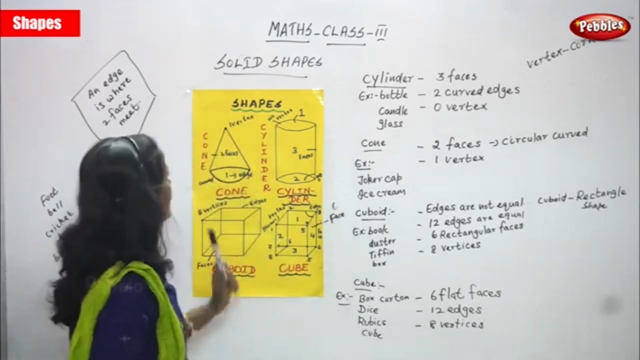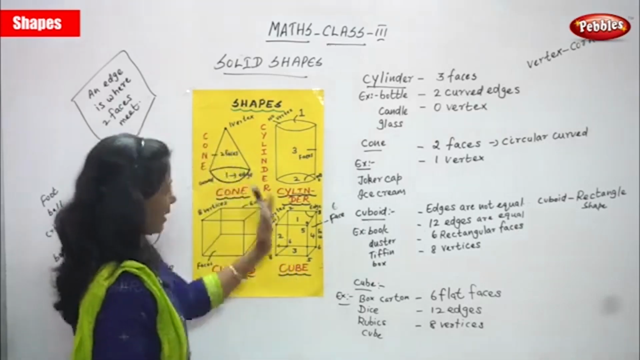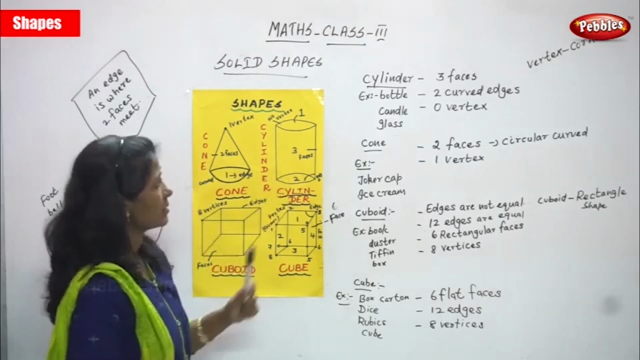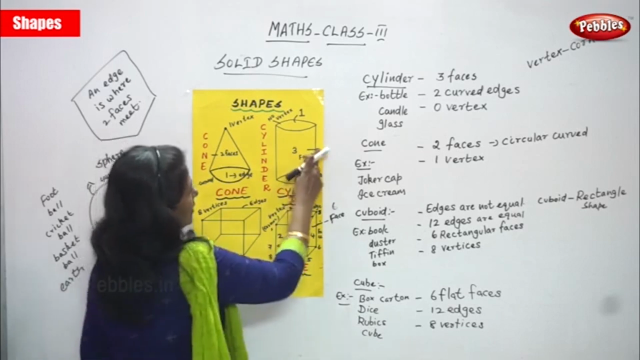Now we are going to see some more solid shapes. It's all flat shapes, okay? And look at this. First one we are going to see is the cylinder. So cylinder, what is this called?